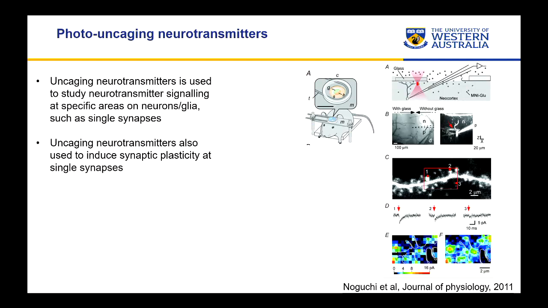This is an example of what we can do today. This paper is from 2011, but we still commonly do this today. We can do photo-uncaging in organisms that are awake and living, so we can study how living neurons respond to photo-uncaging. Here we have a diagram of a mouse. The mouse has had part of its skull replaced with a glass cover slip.